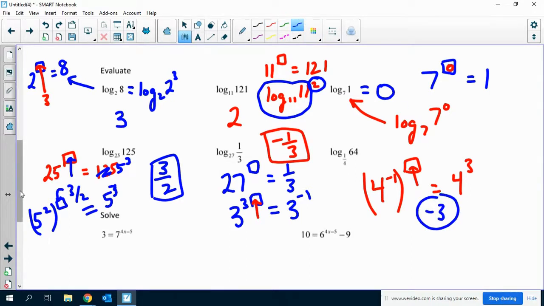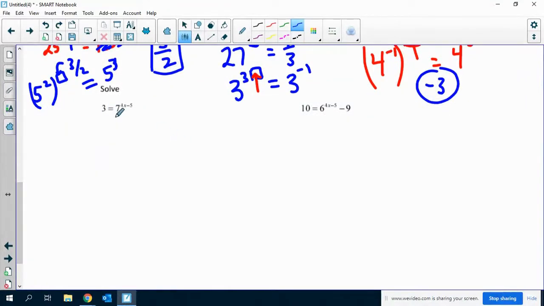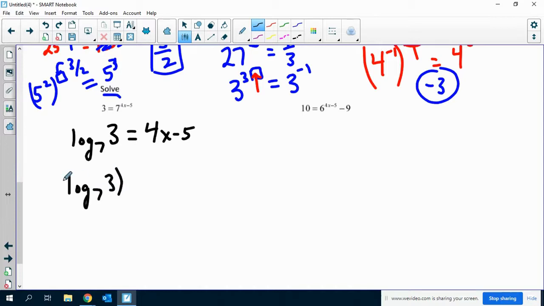Now we're going to solve these two problems really fast. 3 equals 7 to the 4x minus 5. So solve means actually get x all by itself. So I have to get rid of this 7 because it has the exponent. So I'm going to do log base 7 of both sides. So log base 7 of 3 equals 4x minus 5. Now I'm going to add 5 to both sides. So I have log base 7 of 3 plus 5 equals 4x. Then I divide by 4. So x equals 5 plus log base 7 of 3 all over 4.